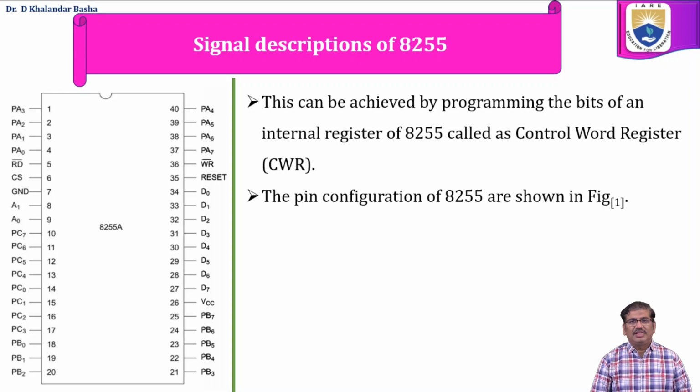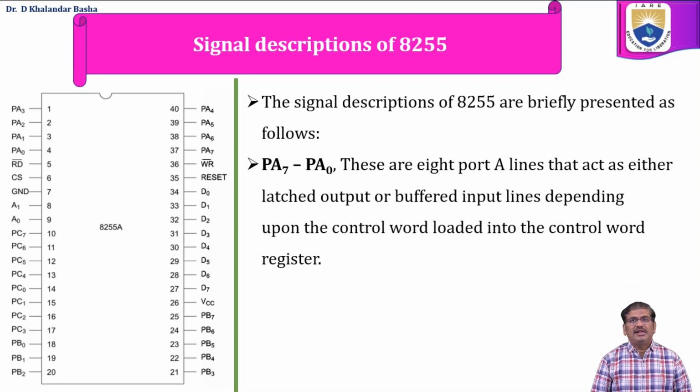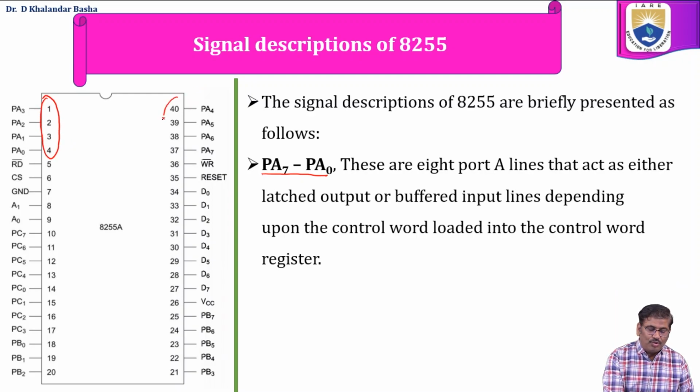Now the figure shows the pin configuration of 8255, where it is a 40-pin chip. Now we will see the pin configuration in detail. So the signal description of 8255 is briefly presented as follows. First we have port A0 to port A7. If you observe the pins 1, 2, 3, 4, as well as the pins 37, 38, 39, 40, these 8 pins correspond to port A, named from port A0 to port A7.